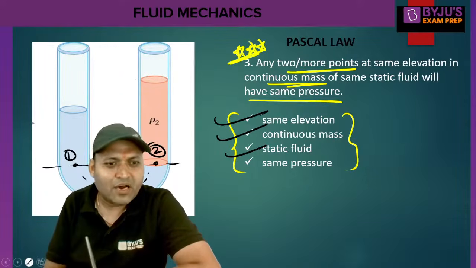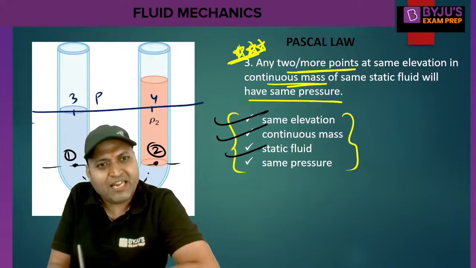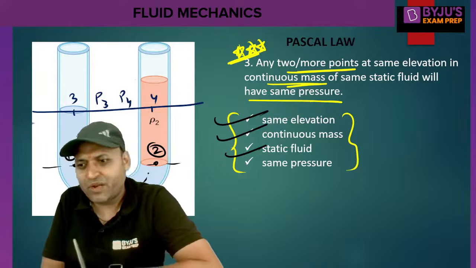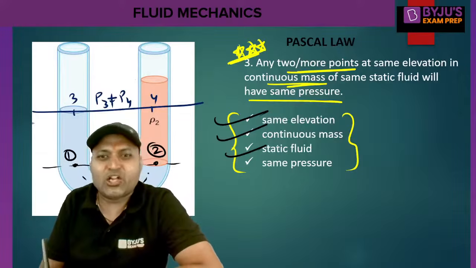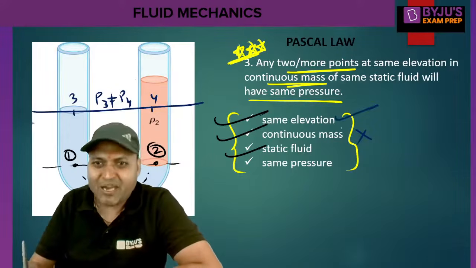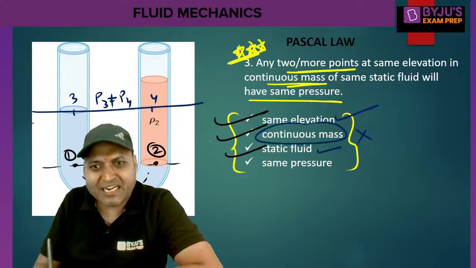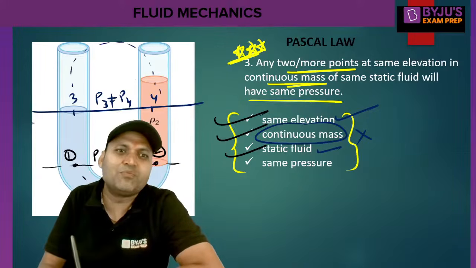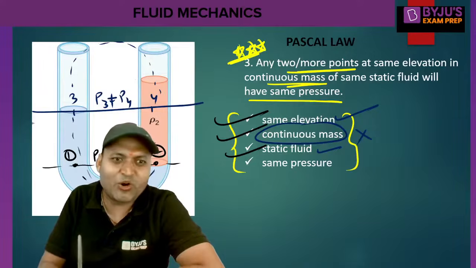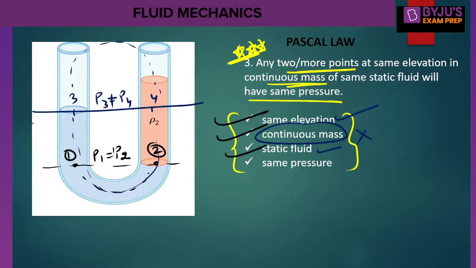If we draw another line here, 3 and 4, will P3 and P4 be equal? They will not be equal. Why? Because the continuous mass condition is getting violated. The same elevation condition is there, the static fluid condition is there, but the continuous mass condition is not getting satisfied. If we join 3 and 4 from the top, we are moving in multiple fluids. If we join 3 and 4 from the bottom, we are moving in multiple fluids. That is why they will not have the same pressure.